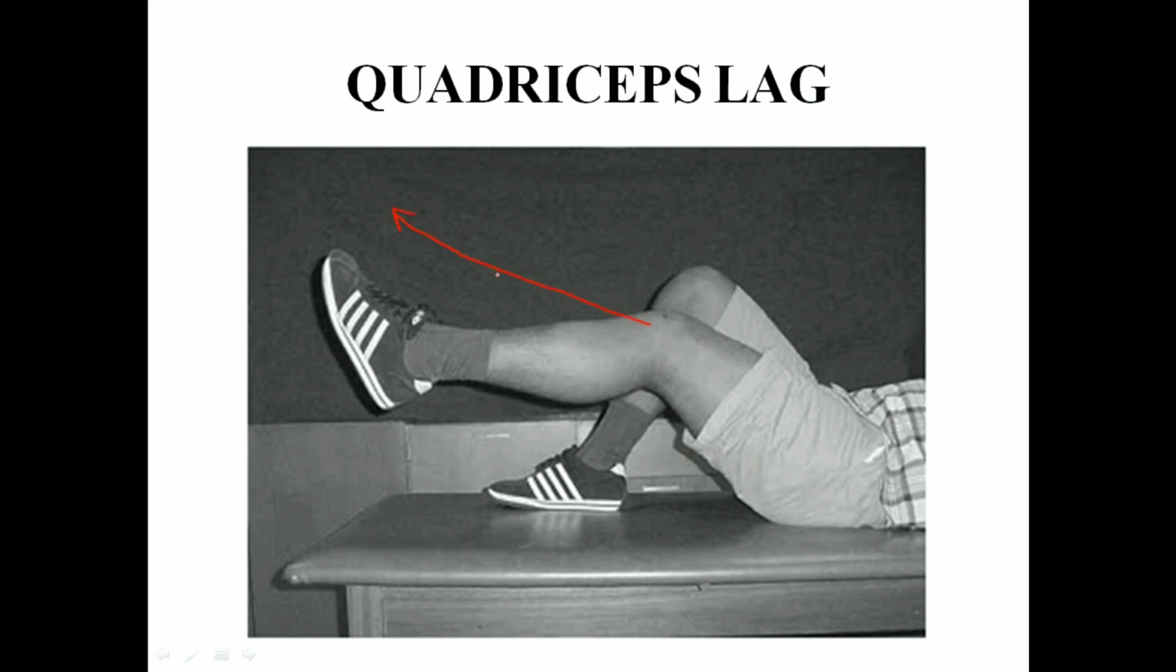You can see here still there is a loss. Okay, now how is this happening? As the name suggests, quadriceps lag means quadriceps is unable to produce the full movement. There is something lagging behind. It is unable to reach till the terminal range. So let us discuss how it is going to happen.